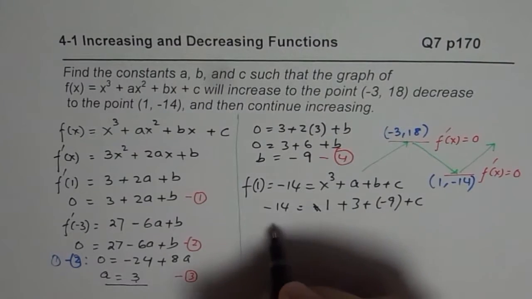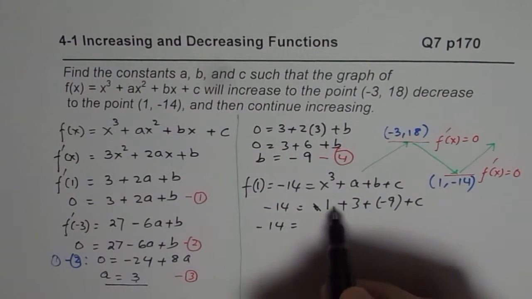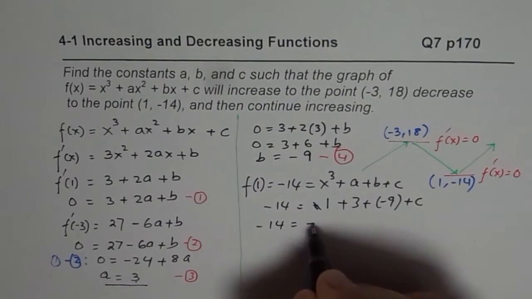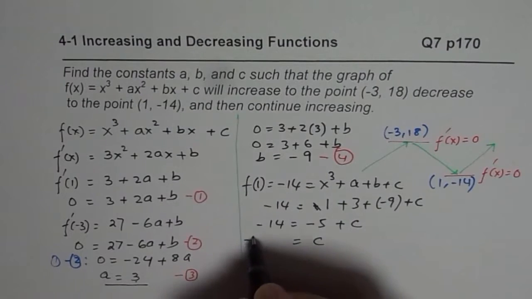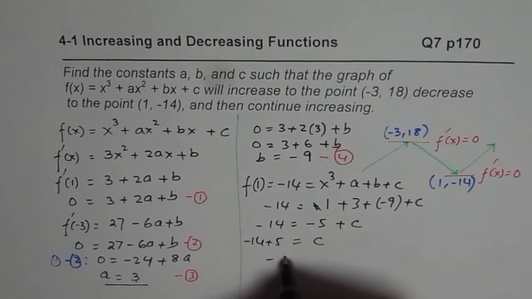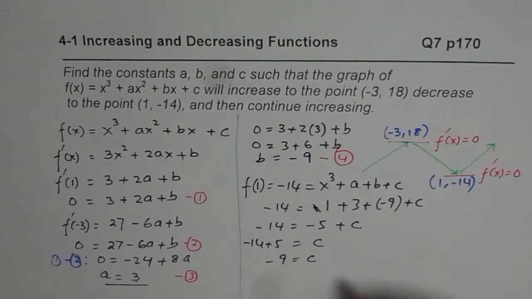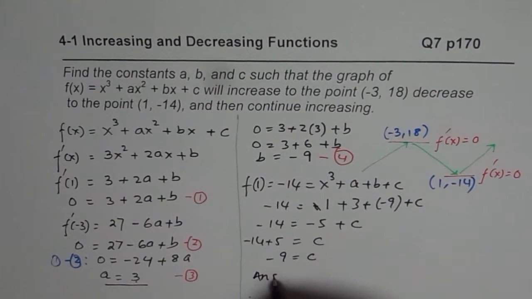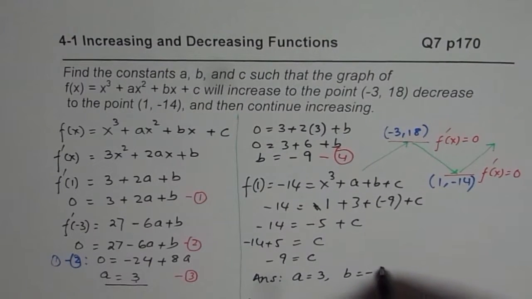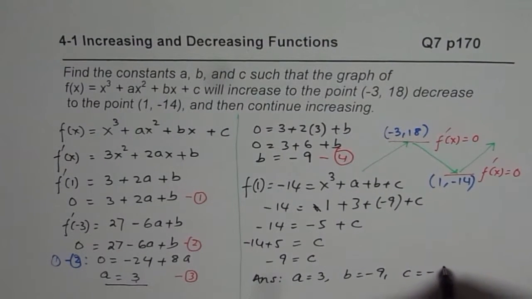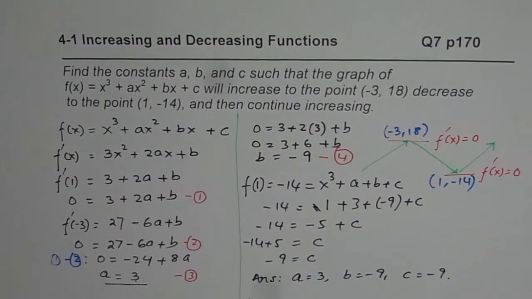So let's bring all these terms together. We have -14 on one side, and 1 plus 3 minus 9 is -5, so that gives me -5 plus c, or c equals -14 plus 5, which is -9. So c is -9 for us. Now we get our answer: a equals 3, b equals -9, and c equals -9, correct? These are the values which will satisfy the given condition.